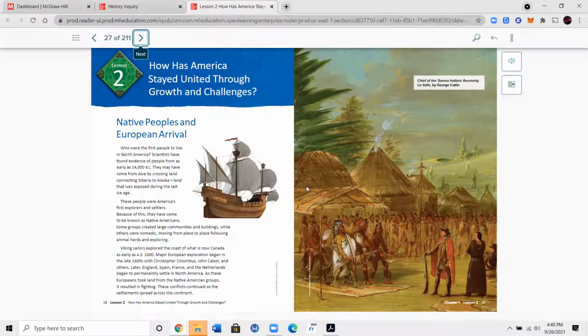Some groups created large communities and buildings, while others were nomadic, moving from place to place and following animal herds and exploring. Viking sailors also explored the coast of what is now Canada as early as AD 1000. Major European exploration began in the late 1400s with Christopher Columbus, John Cabot, and others. Later, England, Spain, France, and the Netherlands began to permanently settle in North America. As these Europeans took land from the Native American groups, it resulted in fighting. These conflicts continued as the settlements spread across the continent.